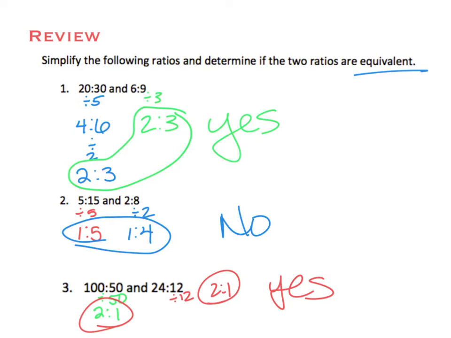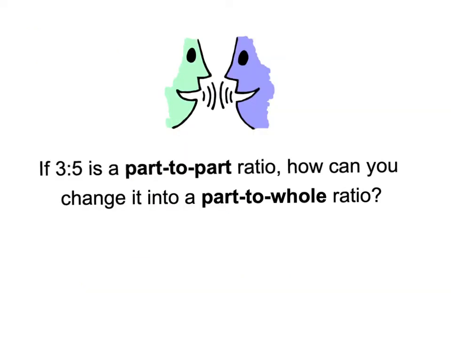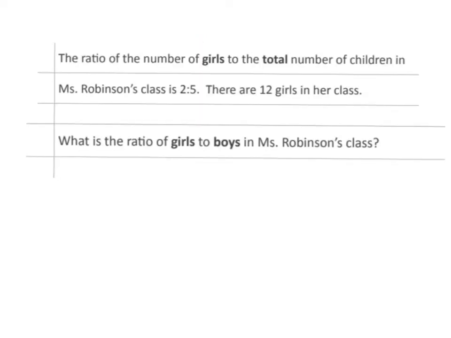So let's talk about part-to-part and part-to-whole. If 3:5 is a part-to-part ratio, how can you change it to a part-to-whole ratio? That's what we're going to be talking about. We talked a little bit about what a part-to-part ratio was and what a part-to-whole ratio was, but now we're going to work with them. We're going to go from whatever information the problem gives us, whether it's part-to-part information or part-to-whole information, and we're going to move to the other one. So let's do these together and see how we do.